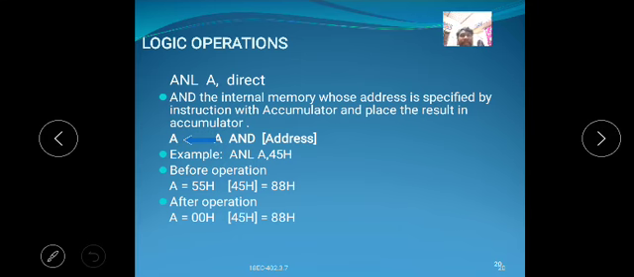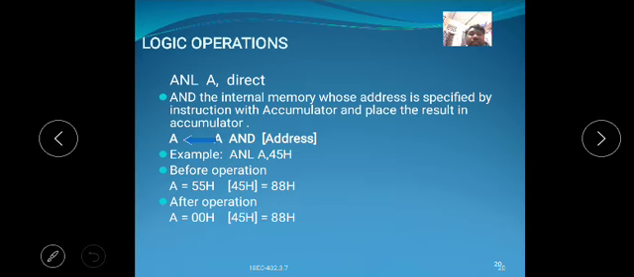ANL A comma direct: AND the internal memory content whose address is specified by the instruction with the accumulator and place the result in the accumulator.